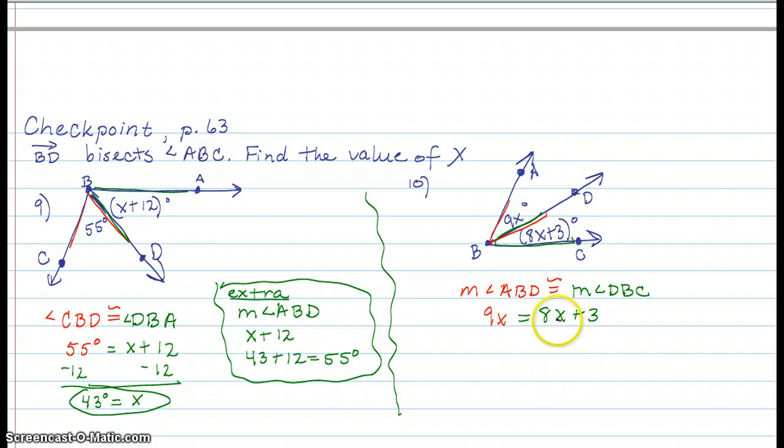And then you're going to have to collect your x's. You really want your x's to have a positive leading coefficient, so we're going to subtract 8x. So you want your variable coefficient to be positive. 9x minus 8x is x. 8x minus 8x is nothing, and that's going to equal 3. So then, again, that's going to be 3 degrees. You'd want to plug it back in, let's make sure that they're going to equal. So 9 times 3, this is 27 degrees. 8 times 3 is 24 plus 3 is also 27 degrees. So both angles equal 27 degrees, which is important.